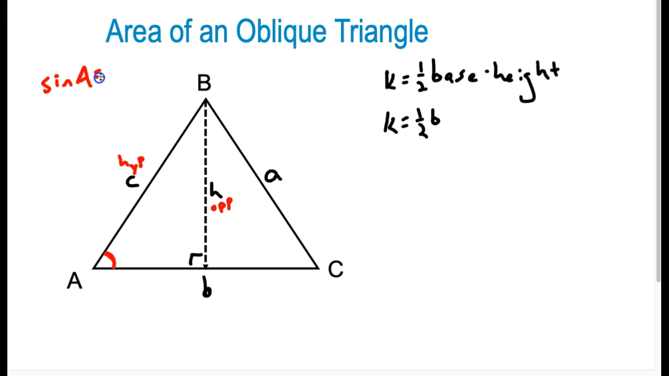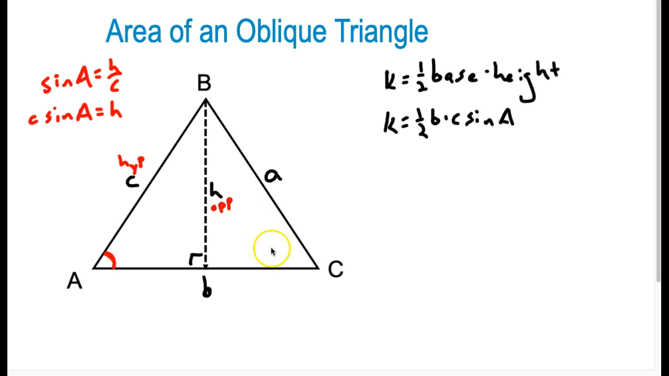Sine of A equals h over c. And then we want to solve for h, right? We want to get h by itself. So I'm going to multiply this c over and get c times the sine of A is equal to h. And that's what we're going to put into this formula for the height. So we're going to say 1/2 times B times C times the sine of A.